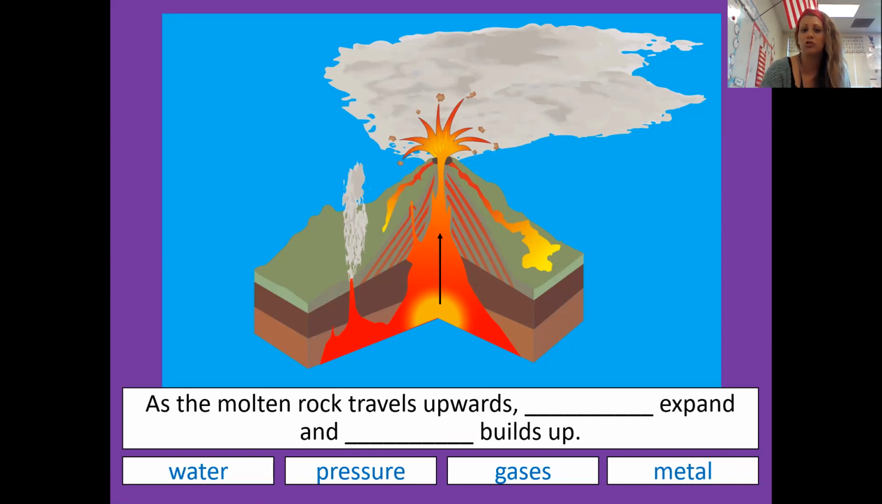As the molten rock travels upwards, blank expand and blank builds up. Water, pressure, gases, or metal. So what expands? This goes back to our solids, liquid, and gases. And then what builds up? It gets so much something that then it explodes. Let's see if you remember. The gases expand, that builds up all that pressure, and then it has to erupt, right?